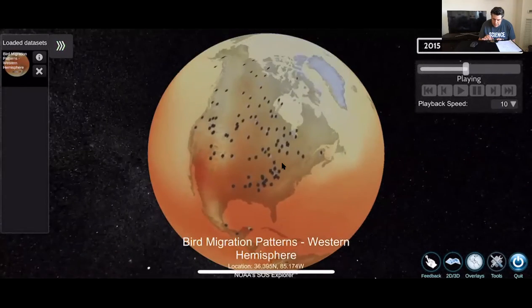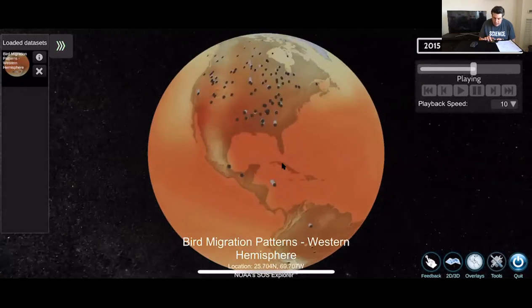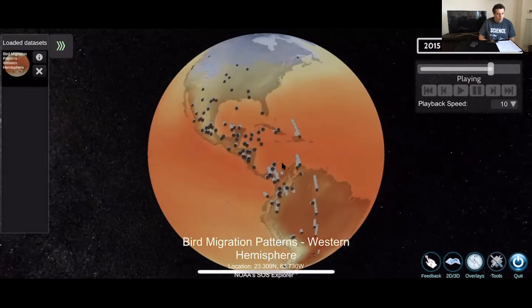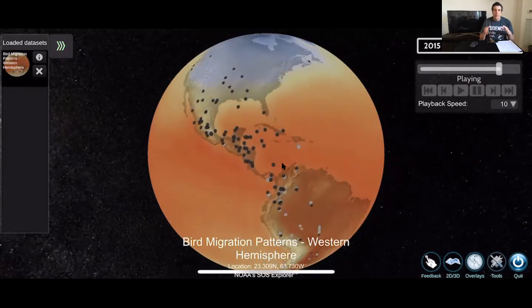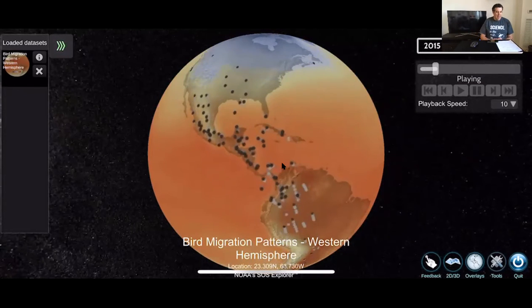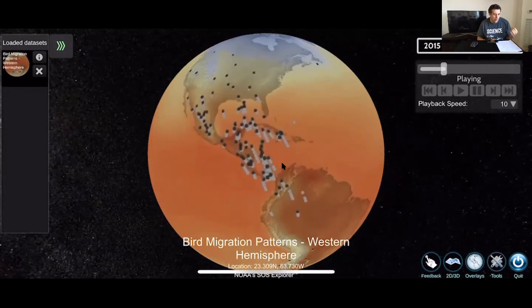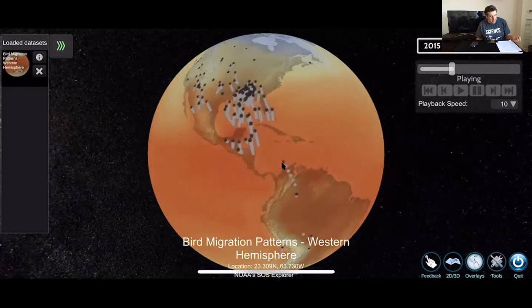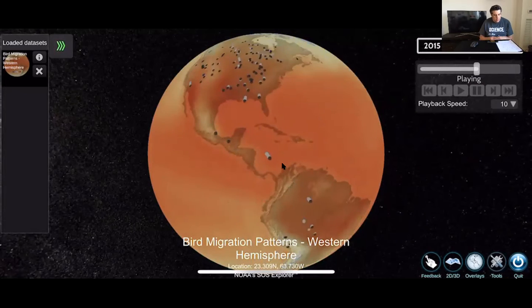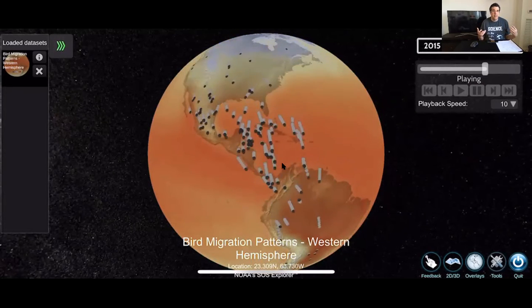So if we look here, we can see these birds, and at this point, they get really jumpy, all right? And now, where do these observations come from? Well, that's a good question. Thank you for asking. So it comes from the eBird Citizen Science Database, which was launched by the Cornell Lab of Ornithology, as well as the National Audubon Society. And it's a citizen science database.